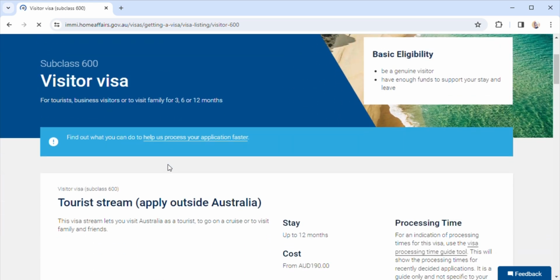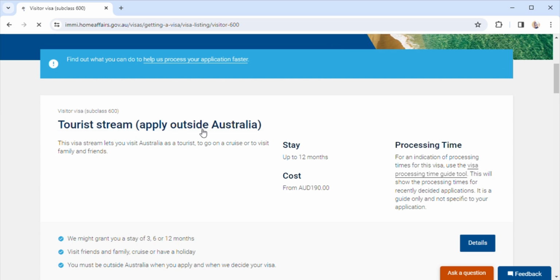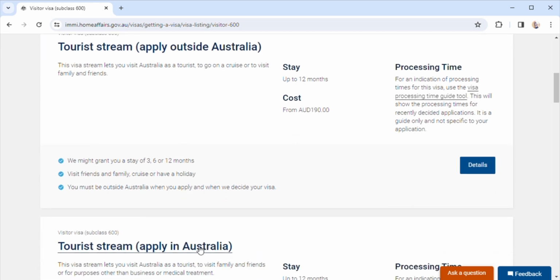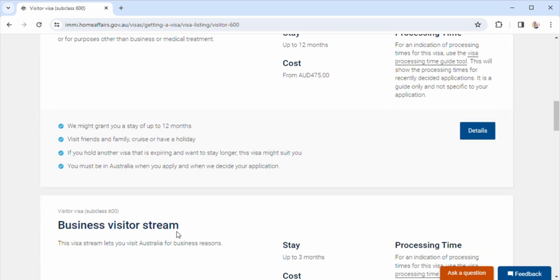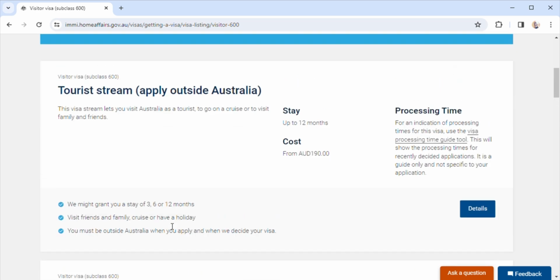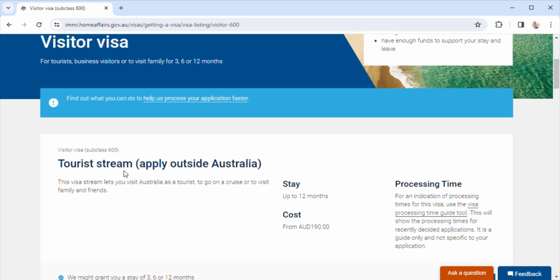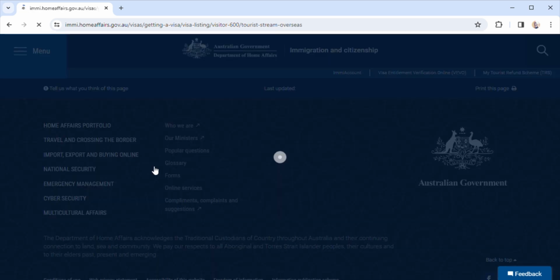So as you can see, tourist stream, apply outside Australia. For us, we are outside Australia. There is another one here, inside Australia, for when you are already in the country. There is also the business visitor stream, but for us we shall go with this one, outside Australia, because you are not in that country but you want to go there. So we shall go with that.